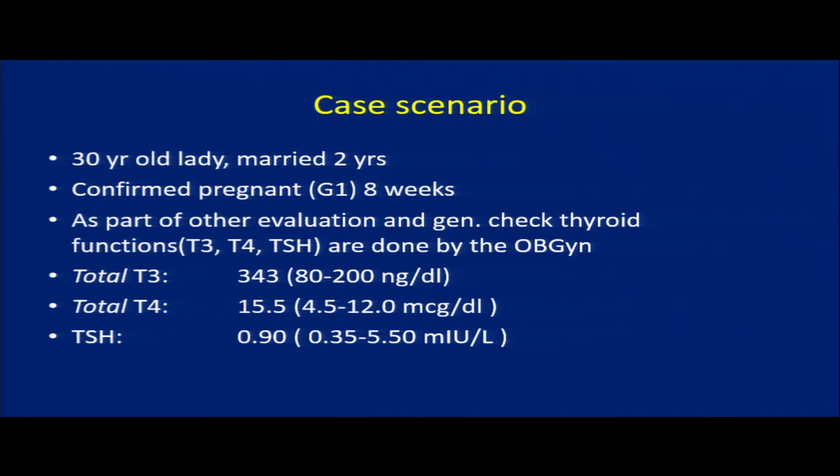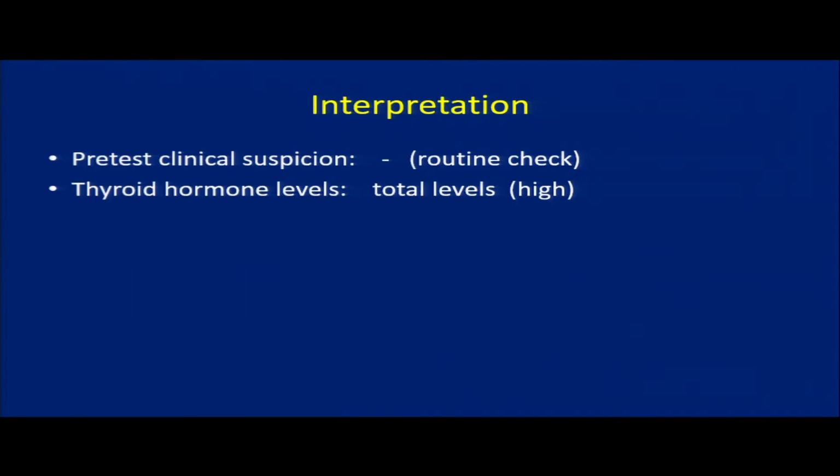So this is a pregnant lady. Today in pregnancy, thyroid is routinely done. Many of the labs do total T3 and T4, which is protein bound, and it is very much elevated. From the last 5 minutes of discussion, you know that you should interpret TSH first. With this elevated T3 and T4, TSH should have been suppressed, which is not happening. What is the point here? Pre-test suspicion, we didn't check. This is a routine check. Thyroid hormone levels, total values are high. TSH is not suppressed. Is there a problem?